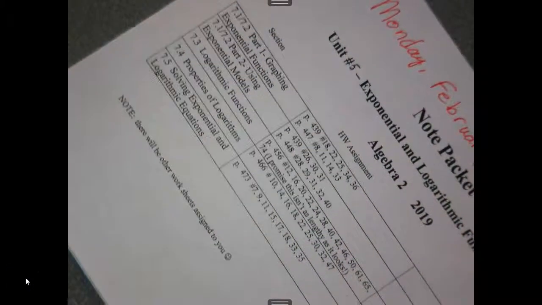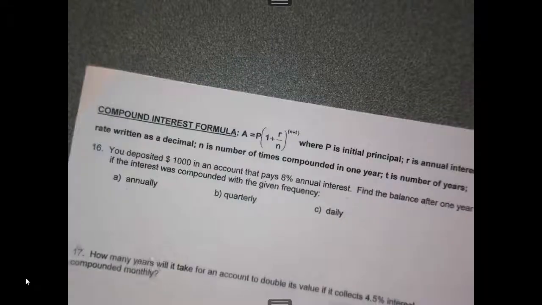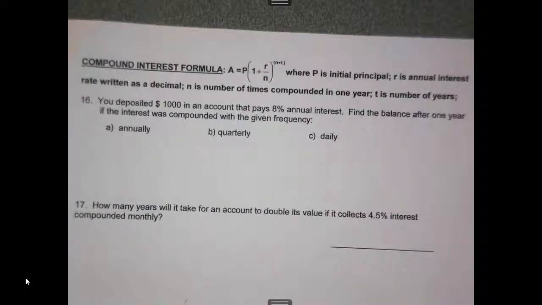1, 7.2, part 2, using exponential models. Models, I say models. Hey, nice. I'm glad I'm recording it.